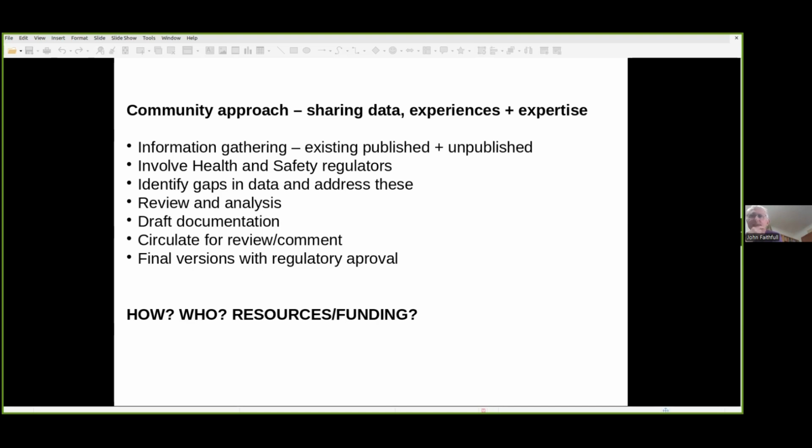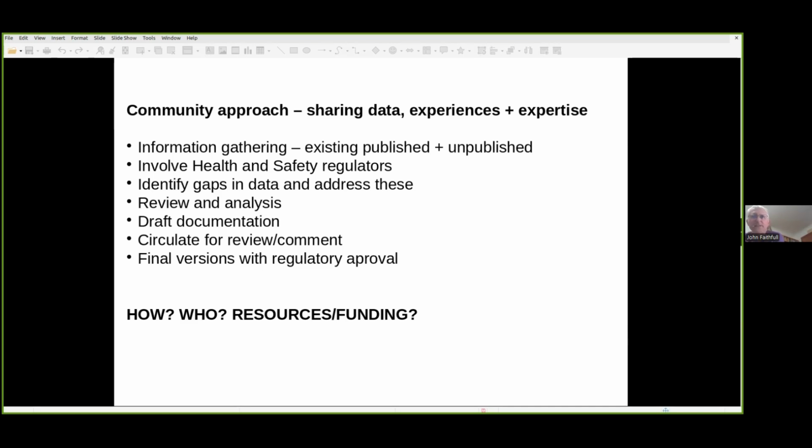And that might involve having some kind of research group, some collaborative grant application to work together to gather information. But it may be that the information is already out there. It's just been very, very hard to find so far.